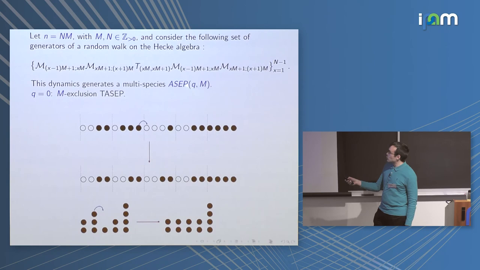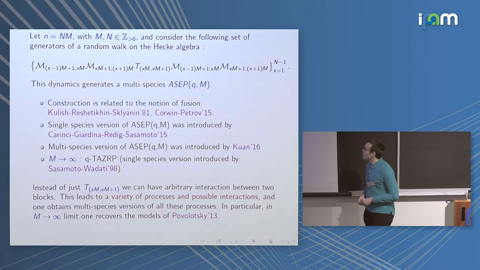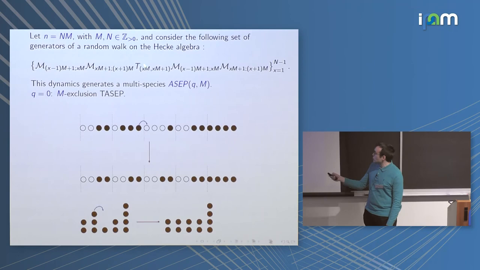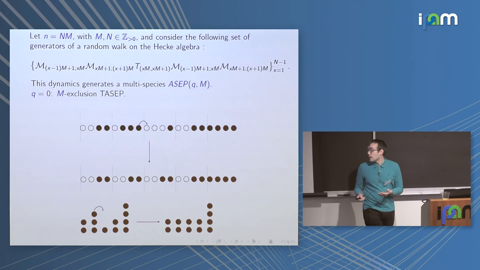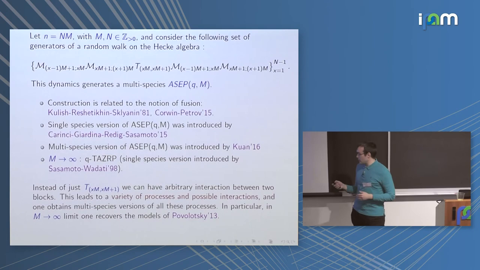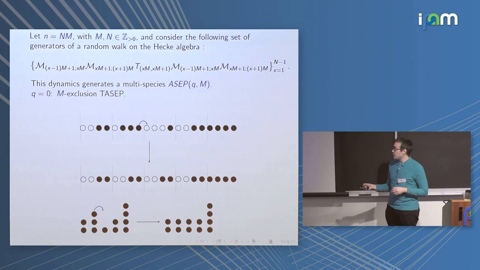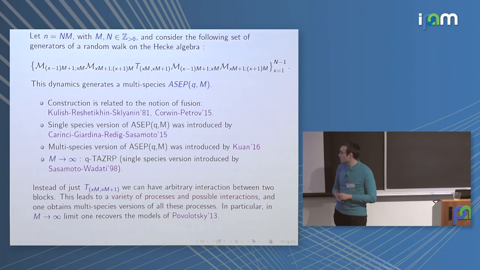Here I used M, but ASEP QJ was defined by Carinci, Giardina, Redig, Sasamoto five years ago. And this is a single species version. This construction lives on the Hecke algebra, so it immediately determines arbitrarily many species. It's not that I used a single species, but actually this construction works for arbitrarily many species. And this construction reproduced multi-species versions of these dynamics which were introduced by Kuan. Also there is a limit when m goes to infinity, so the size of the box goes to infinity. This is a well-defined limit that actually simplifies the process. And from this ASEP qm, one gets the q-TAZRP process, whose single species version was introduced by Sasamoto and Wadati.